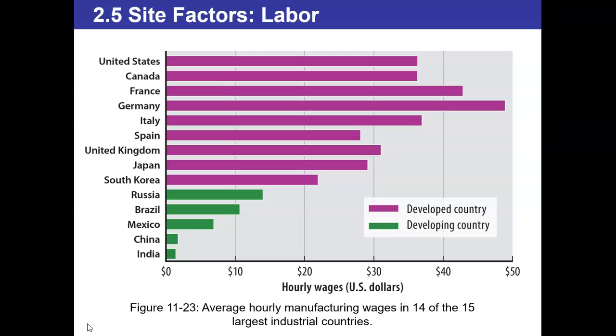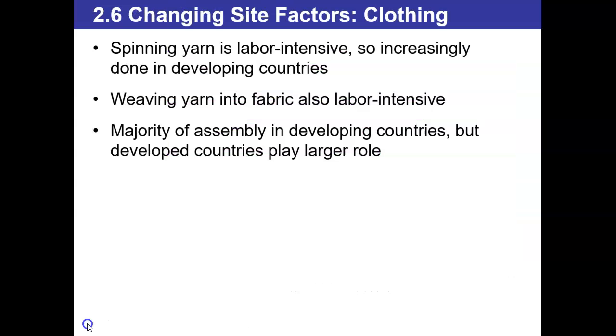Delving in a little deeper, let's look at figure 11-23 located on page 396 of your textbook. This graph shows the average hourly manufacturing wages in 14 of the 15 largest industrial countries. As you can see, wages are far cheaper in developing countries versus developed countries. It is no surprise that a lot of outsourcing happens to these countries.